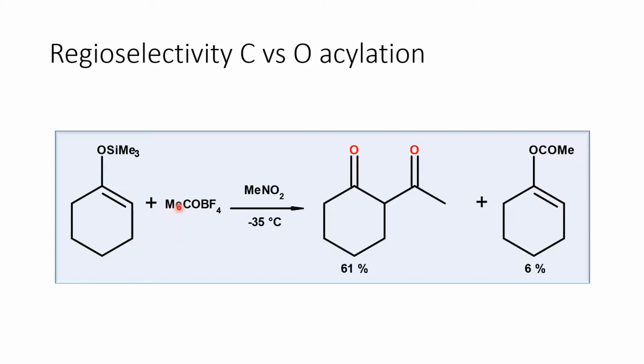In this case, we get the C acylation product in 60% yield, but O acylation is also possible, and that occurs with only 6% yield. So, here the driving force is the presence of this BF3, that is the Lewis acid. So, this is very crucial for this C acylation reaction.